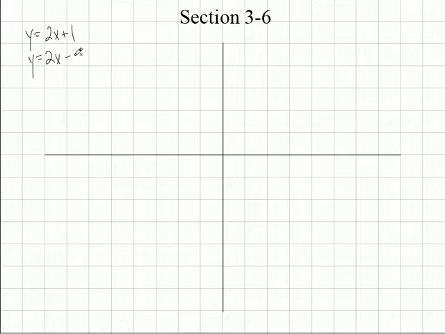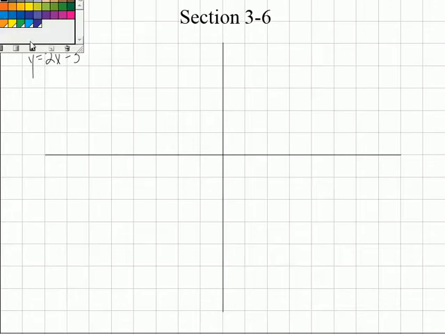Just looking at it, without even graphing them, what can you tell me about these two lines? They're parallel. How do you know they're parallel? Same slope. That's right. What is the slope of both of these? It's 2. That means they're parallel to each other. So they didn't even have to tell us they were parallel, because I looked at it and saw the slopes are the same. So first thing we're going to do is graph them both.